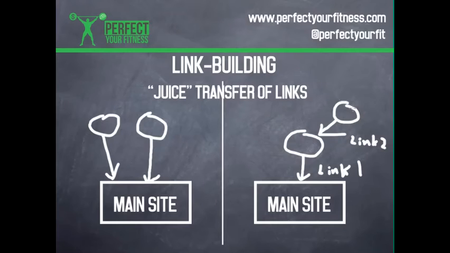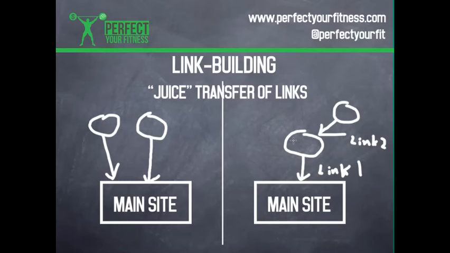So the juice transfer of links is essentially when you have a link that is pointing to your main site that has a lot of value. And to create value, instead of spamming your site with a bunch of links, you spam the site that is pointing to your main site. So you create artificial value with an outside, abstracted layer, per se.